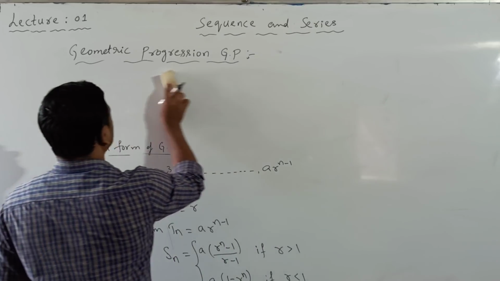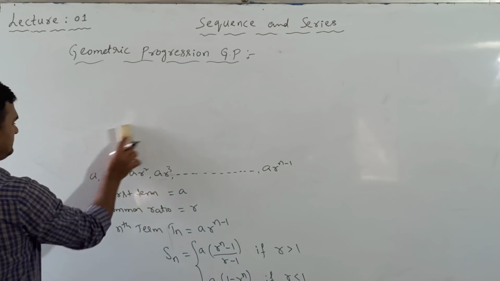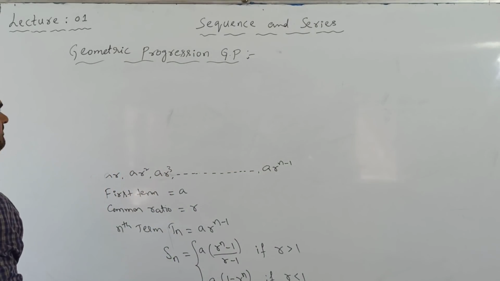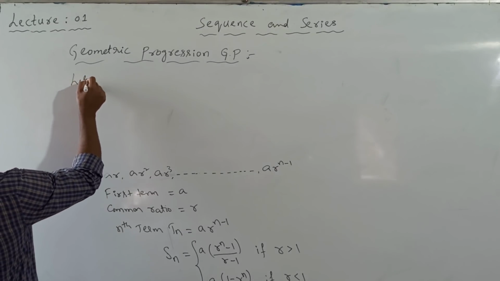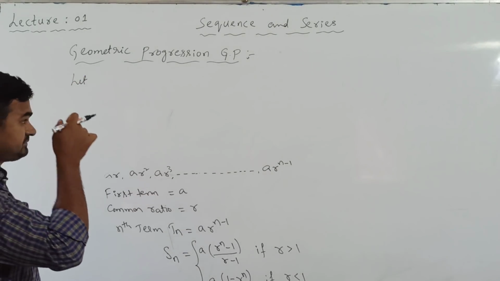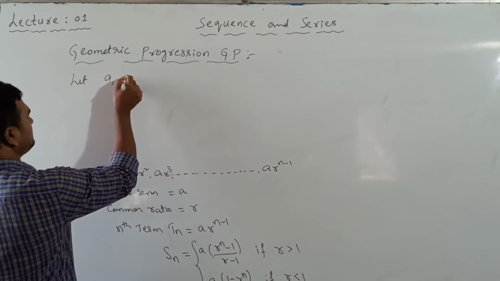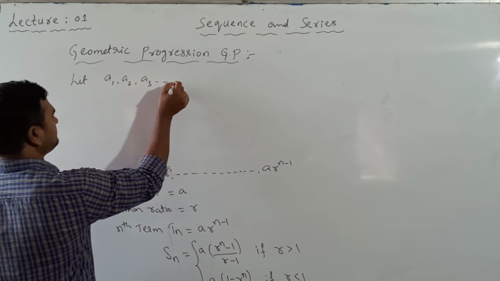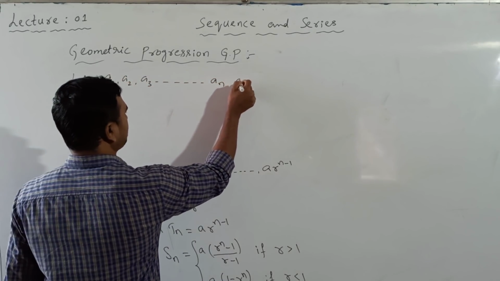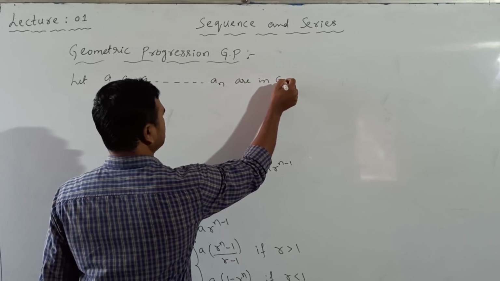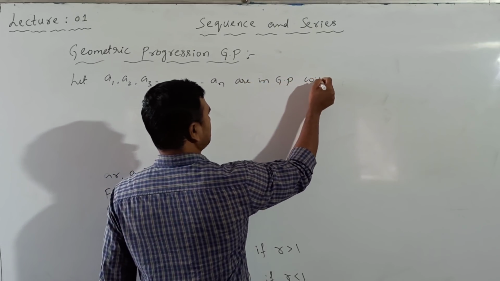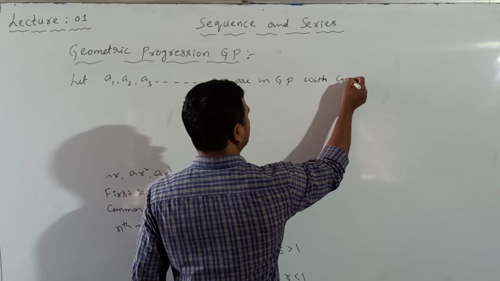Next we'll see the properties satisfied by the terms of GP. Let us take some terms which are in GP: A1, A2, A3 up to An are in GP with the common ratio.